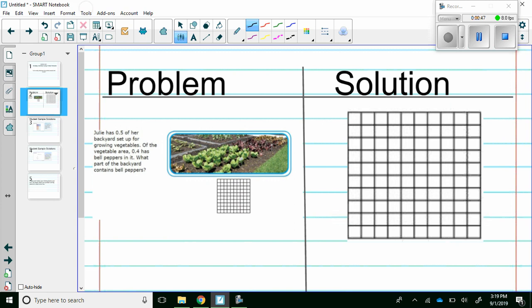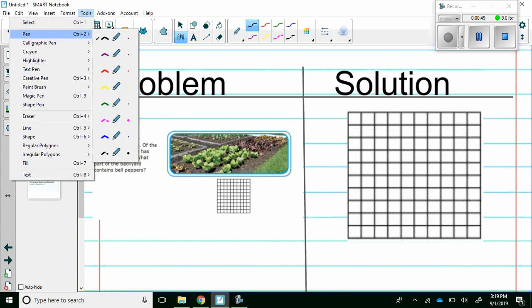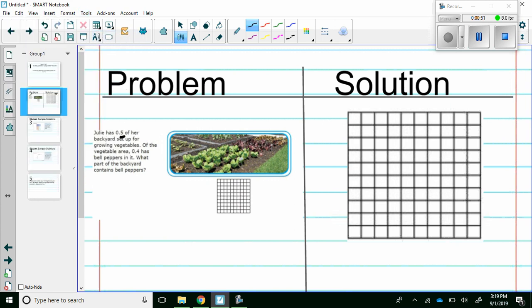I want to first circle the numbers I'm working with. I have 5/10 and I have 4/10. Next, I want to underline the question. Since this is kind of smaller print, I'm just going to underline here, but I know that this area here is my question. What part of the backyard contains bell peppers?